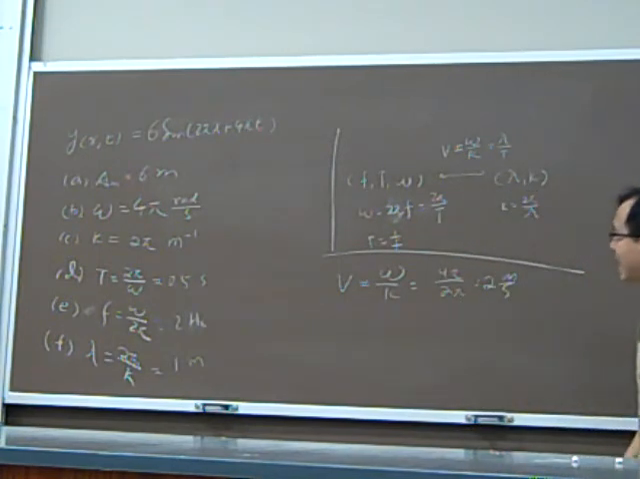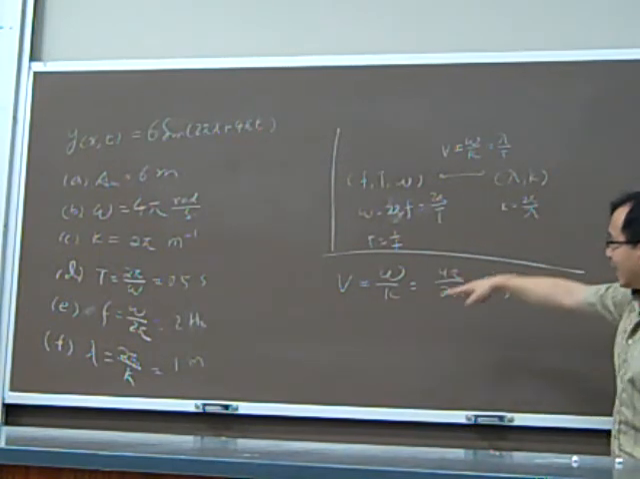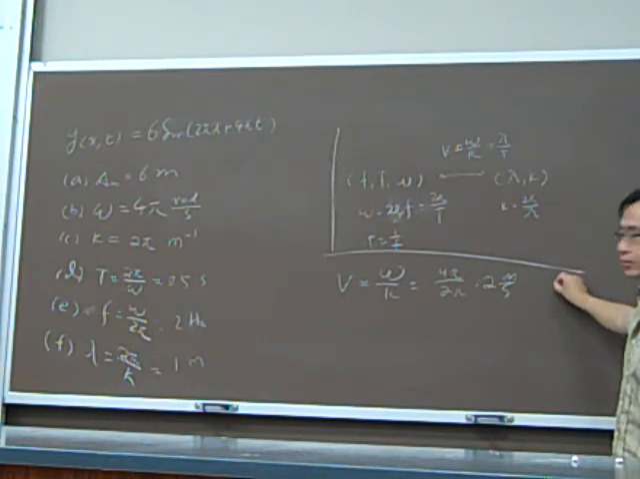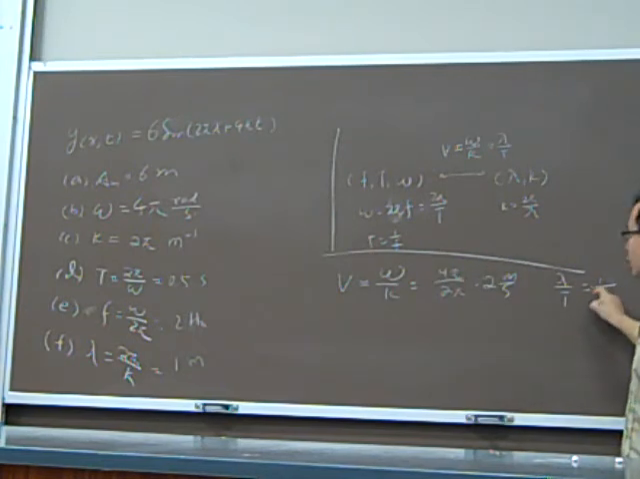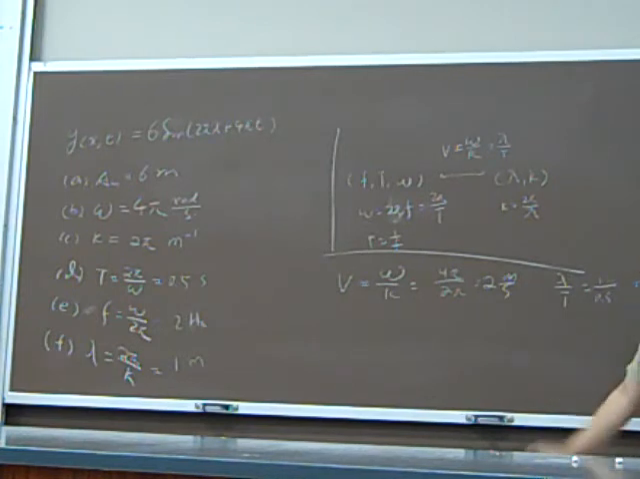You can also use lambda over T. You see, lambda is 1 meter. Okay. And the T, the period, is 0.5 seconds. So again, you get 2 meters per second. Okay, that's the speed of the wave.